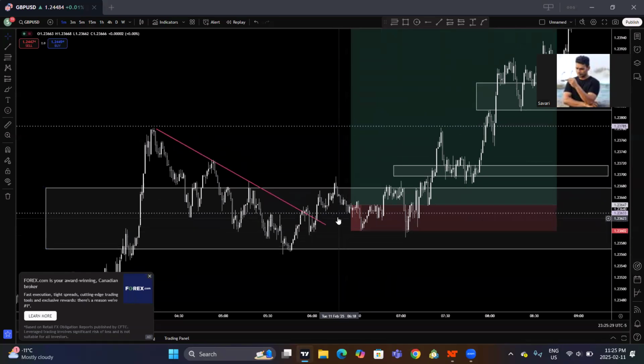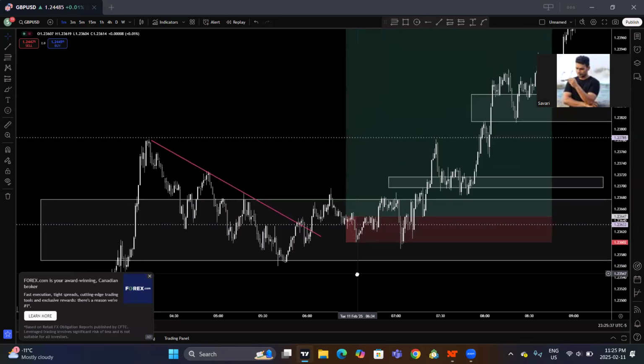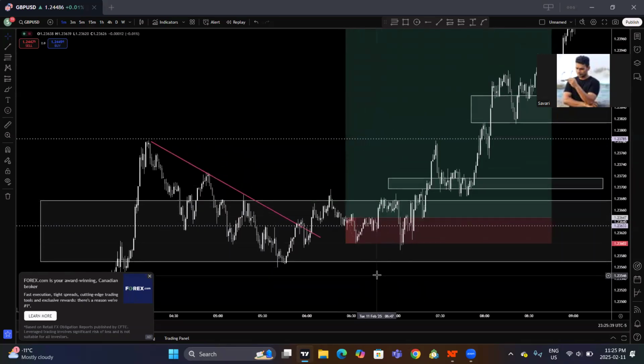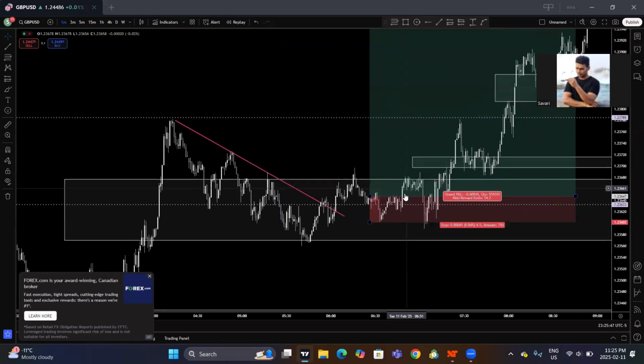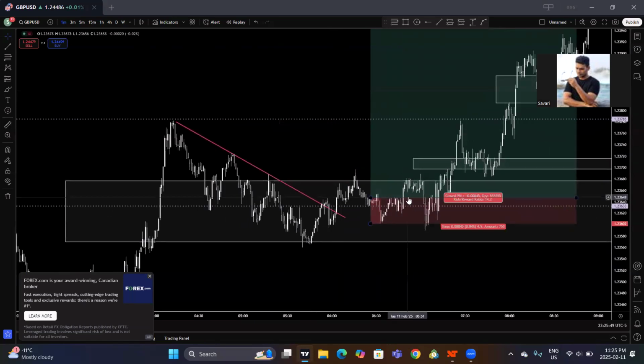So I entered in this level and put the stop loss at this low. I like to see the continuation, but the price stopped me out and continued going higher. This is my first entry for the day.